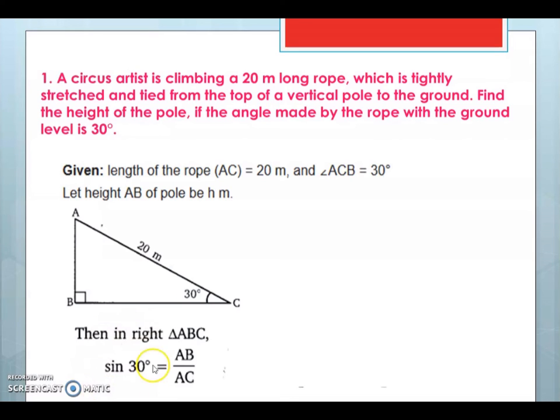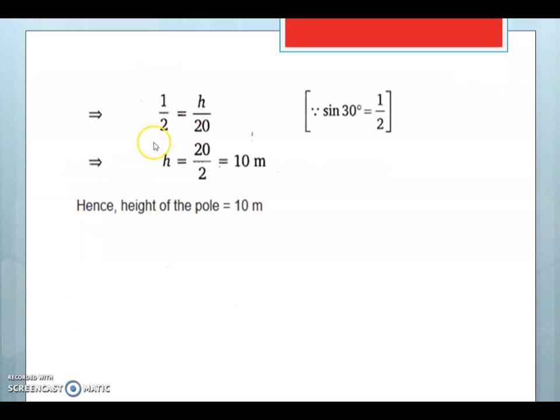So here I have used sine theta, sine 30 degree. I know it is AB upon AC, that is opposite by hypotenuse. Now AB, I need to find out, I can take it as h meters, and AC is already given to me as 20 meters. Sine 30 value I know from the trigonometric tables. So I'll substitute the value. So sine 30 we know is 1 by 2. This is equal to h by 20, and transpose the terms and you will get the height as 10 meters.